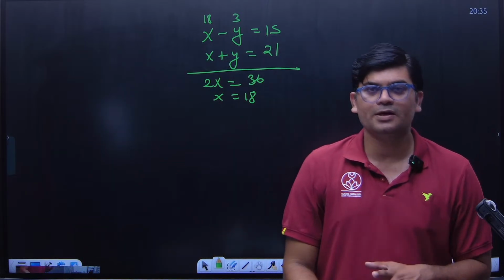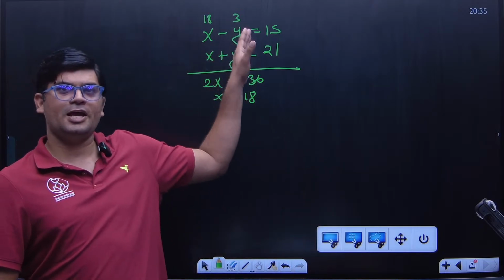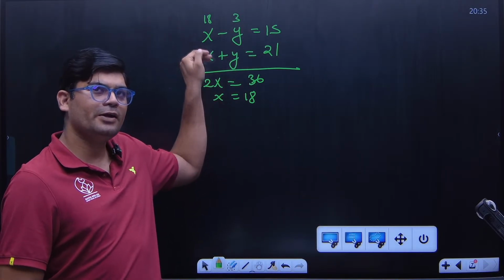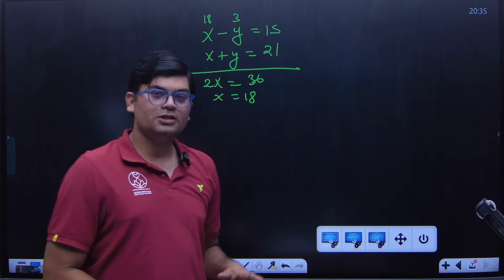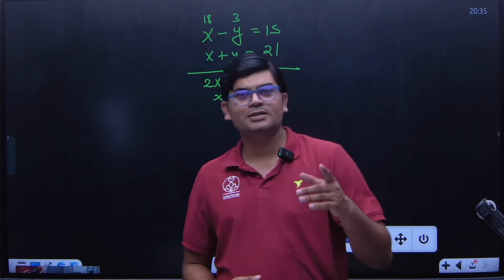This simple it becomes because the coefficients are already the same and have the opposite sign. If you want to subtract, you can subtract as well. So this is known as the elimination method.